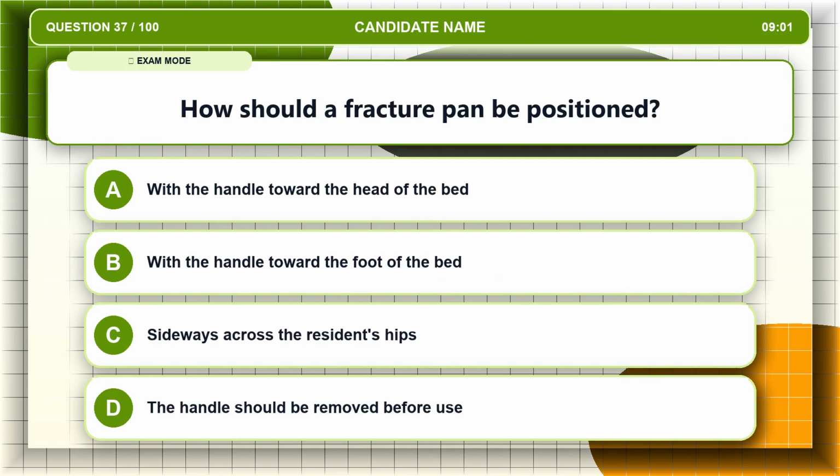Question 37. How should a fracture pan be positioned? Option A, with the handle toward the head of the bed. Option B, with the handle toward the foot of the bed. Option C, sideways across the resident's hips. Option D, the handle should be removed before use.